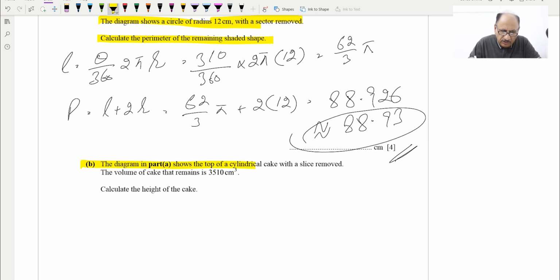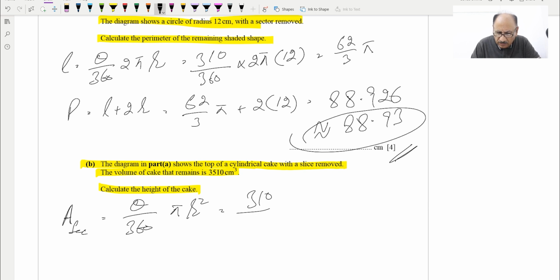And B part: the diagram in part A shows the top of a cylindrical cake with a slice removed. The volume of the cake that remains is 3510, and calculate the height of the cake. So the area of the sector formula. So area of sector will be equal to theta over 360 into pi r squared, and theta is, we know, 310 over 360 into pi, and r is 12, so 12 squared. This will be the area. And volume, you know, is area of the shape multiplied by height or length, whatever.